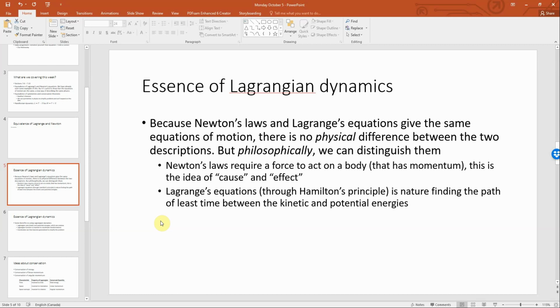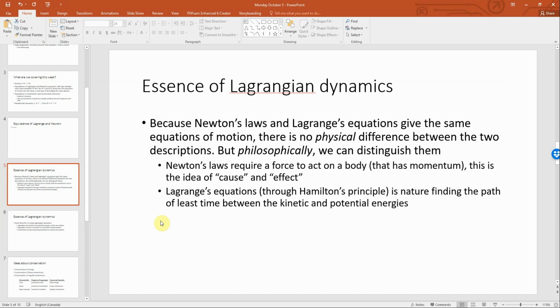So when we set up from Newton's laws, we have a force that acts on a body. This body has a mass, therefore it has some momentum. And this is the idea of cause and effect. So we have some force that acts on something, and that something then moves. So the cause is this force, and the effect is the motion of this particle.